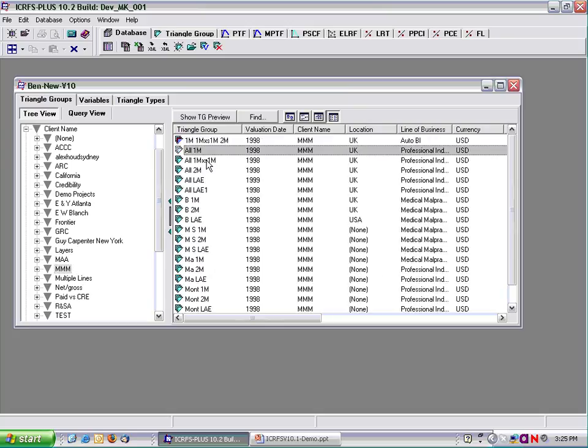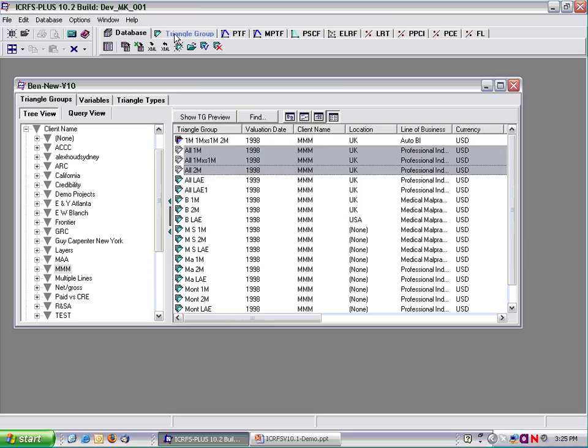1M, 1Mxs1M, 2M. So a triangle group that we've called 1M, the paid losses are based on individual losses that are limited to $1 million. So if an individual loss in a particular cell exceeds $1 million, it's actually truncated at $1 million. Similarly, with limited to 2M, each paid loss is in respect of individual losses limited to 2 million. And the 1Mxs1 million is the difference between 2M and 1M.